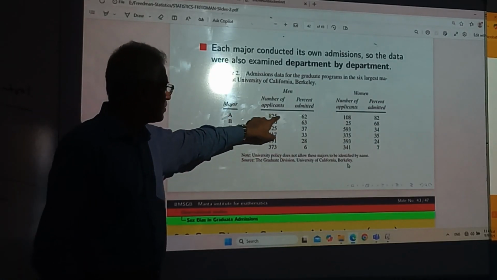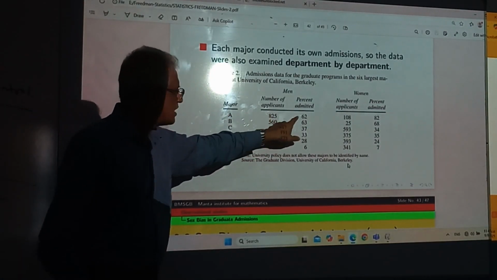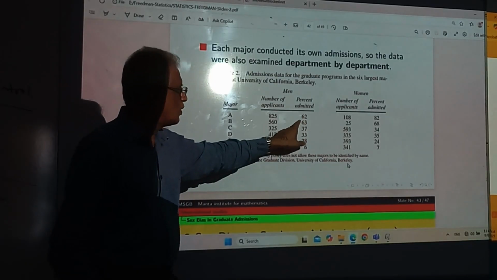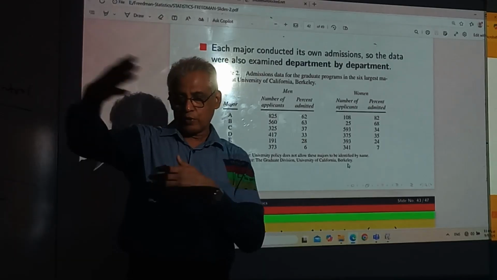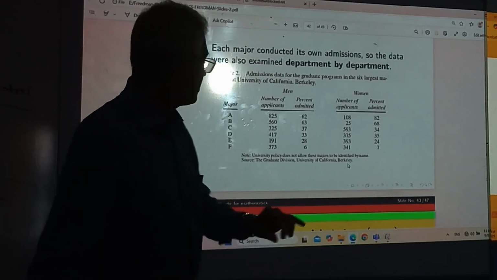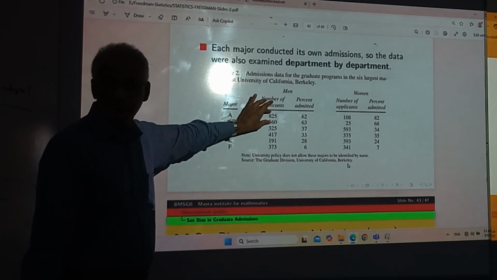So these numbers were large. And even though the percentage is smaller here, because of these large numbers, when you calculate the overall percentage, these numbers play a large role.